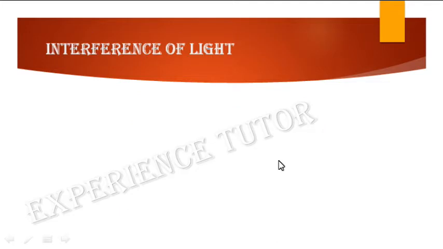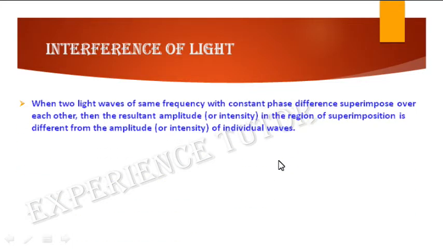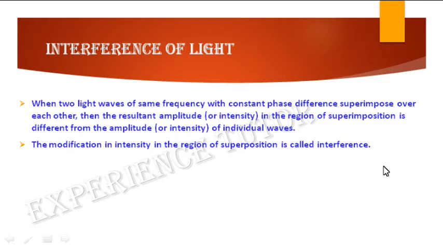Interference of light. When two light waves of the same frequency with constant phase difference superimpose over each other, then the resultant amplitude or intensity in the region of superposition is different from the amplitude or intensity of the individual waves. The modification of intensity in this region of superposition is called interference.